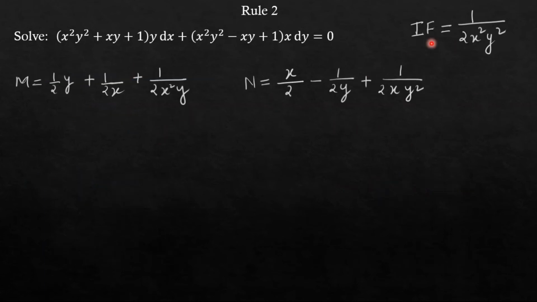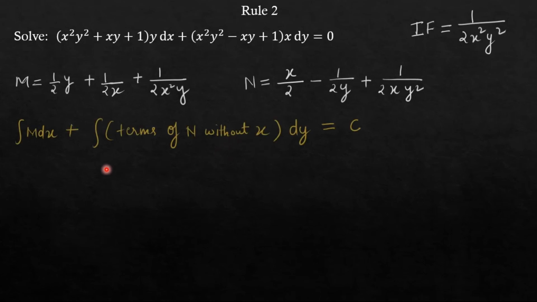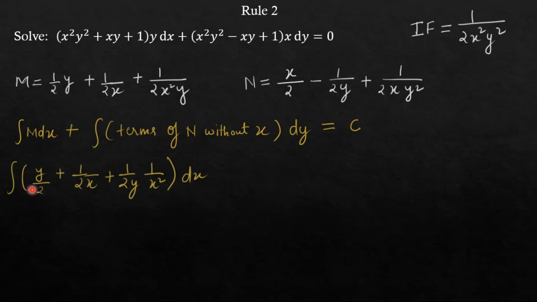Now after multiplication with integrating factor, we have made the differential equation exact. If you want to check whether it is exact or not, you can calculate del M by del y and del N by del x. You will see that both will come out to be equal. So I can use this formula now because I have made this differential equation exact. So put the value of M. Integration of M dx, that is, the value of M which I have put here, plus integration of terms of N without x.